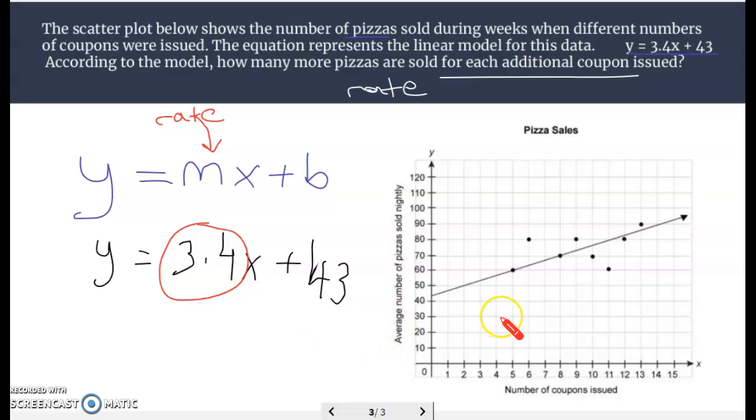Alright, so for instance, let's say 5 coupons are issued. Then they're going to sell about 3.4, about 3 more, as you can see from the previous dot. They were at 4 here, so it goes up about 3.4 pizzas, about 3 pizzas. But the point is this number here, this is the rate. This is how many more pizzas are sold whenever an additional coupon is issued.